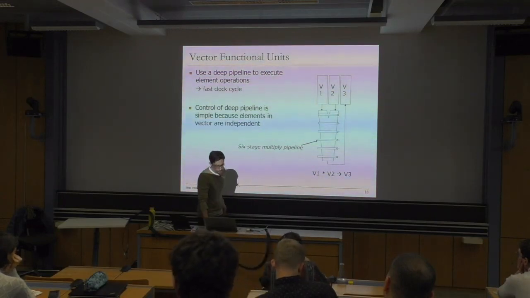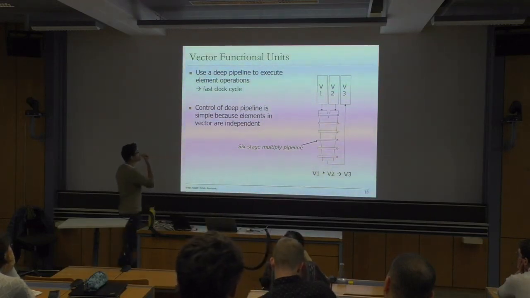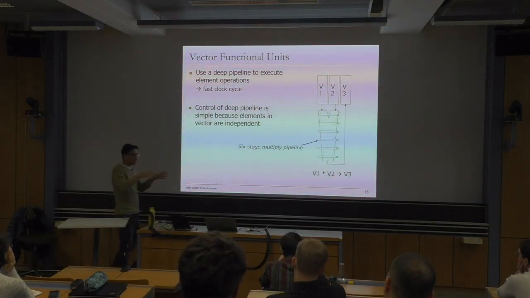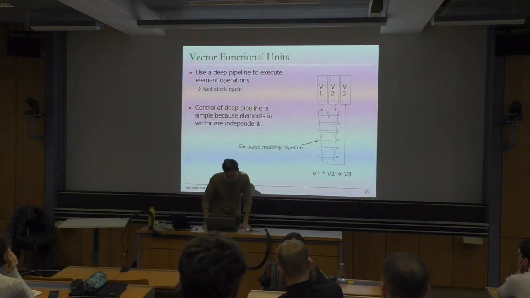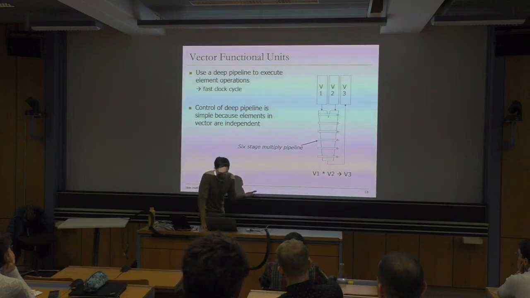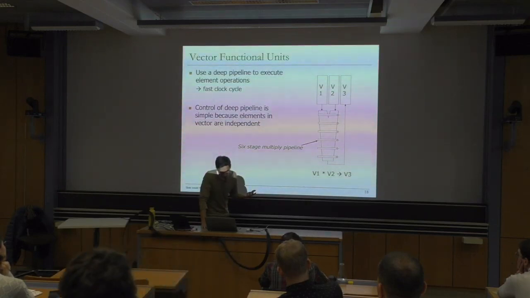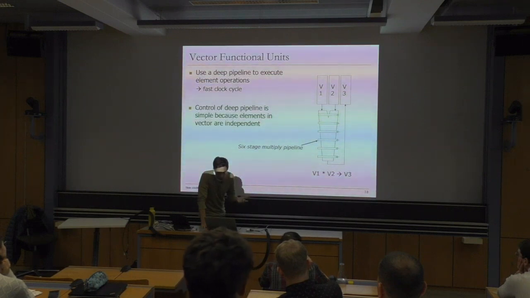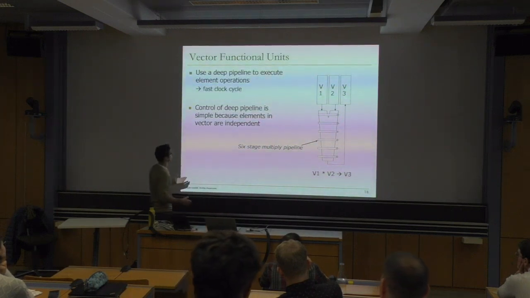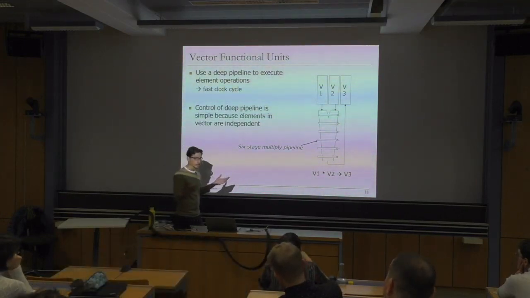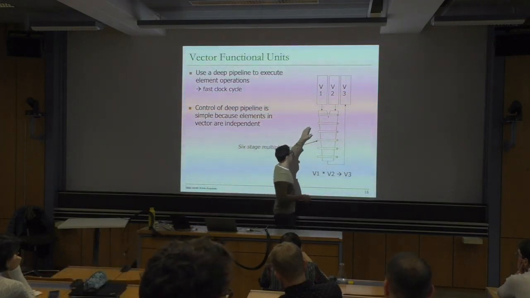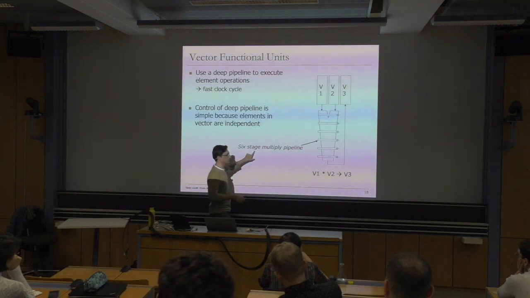Okay, vector functional units. What do we call the vector functional unit? It is the collection of functional units that operate on a vector. We already know that they can have a deep pipeline, which means that we can have a faster clock cycle, and we don't have to worry that much about control of the deep pipeline, because the operations inside the vector are independent. This is something that we have mentioned before. Let's assume that this is our pipeline. It's a pipeline with 6 stages.